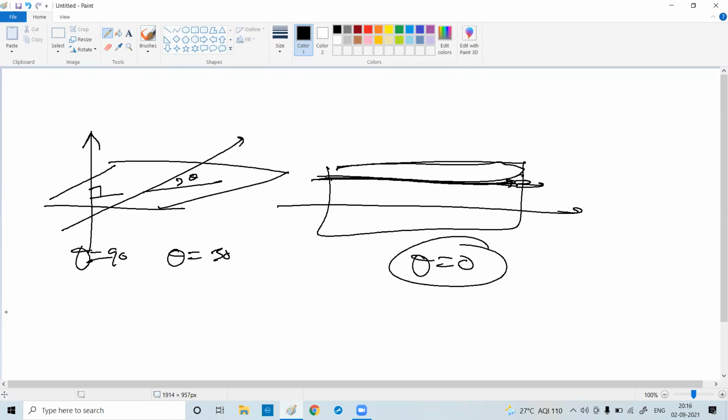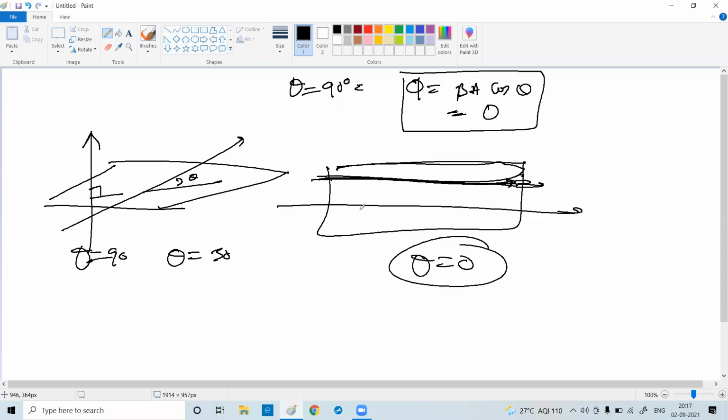If theta is 90, then what will happen? What will be the flux? Flux will be BA cos theta. What will be the flux? 0. Understood? Because cos 90 is 0. If theta is 0, then what will be the flux? It will be BA.